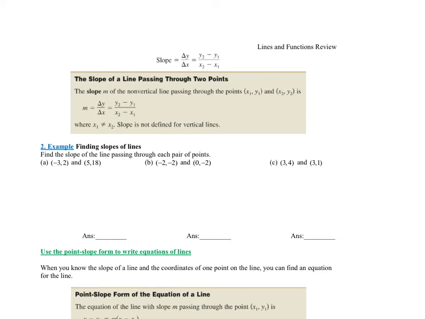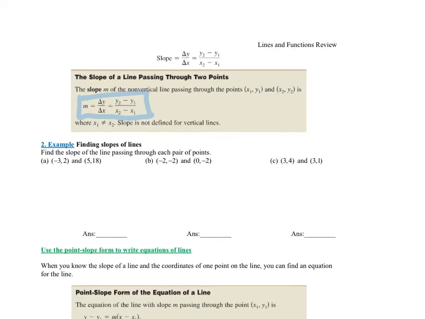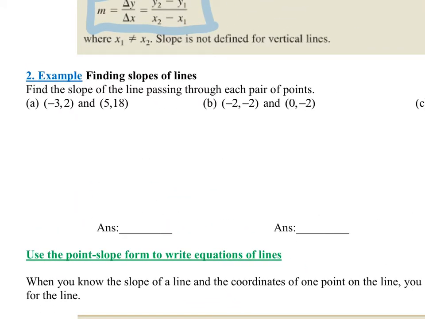Again, to emphasize what we wrote on the previous two pages, is that slope formula. The slope is y2 minus y1, your change in y, over x2 minus x1, your change in x. The rise over run is how you guys know that. Okay, so example 2 says find the slope of the lines passing through each pair of points.